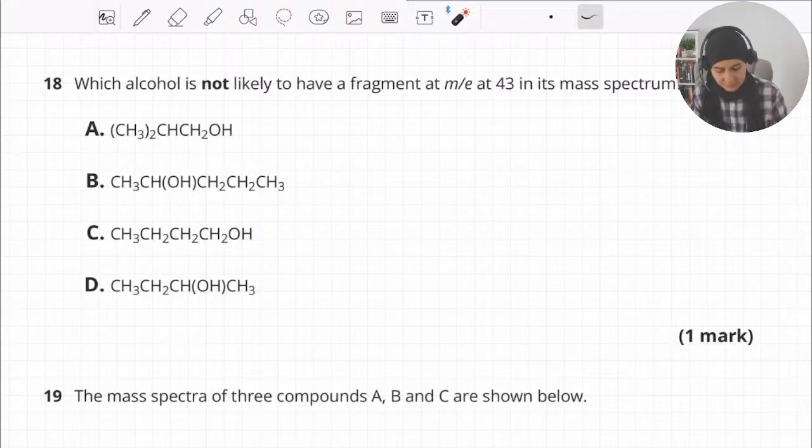So basically, what does this question tell? So this question tells that the molecule is not likely to have a fragment with this molar mass.